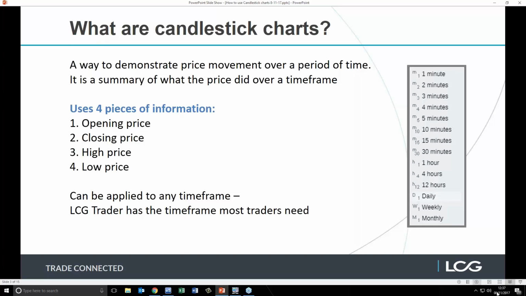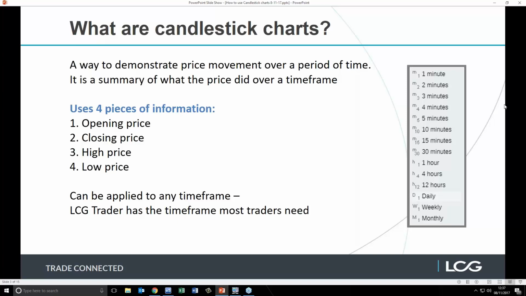And so you'll see on the right-hand side here, these are all the time frames that LCG offers. Less than a minute, you're getting into sort of trading algorithm territory where a human really doesn't even need to be looking at a chart anyway. And beyond a monthly, we're looking at sort of Warren Buffett type time frames here. Not really something we're going to be looking at on a day trading basis. But the idea is that these candles can be applied to all these different time frames.